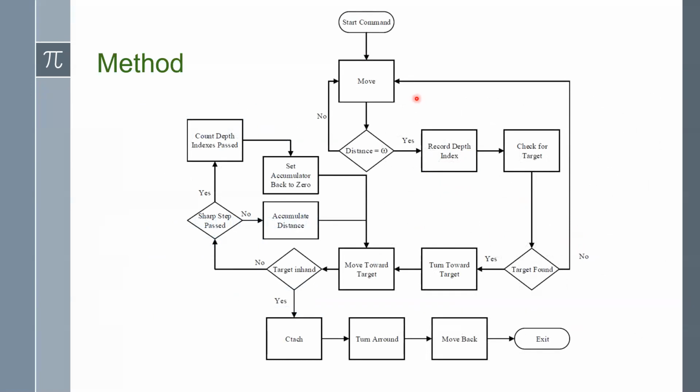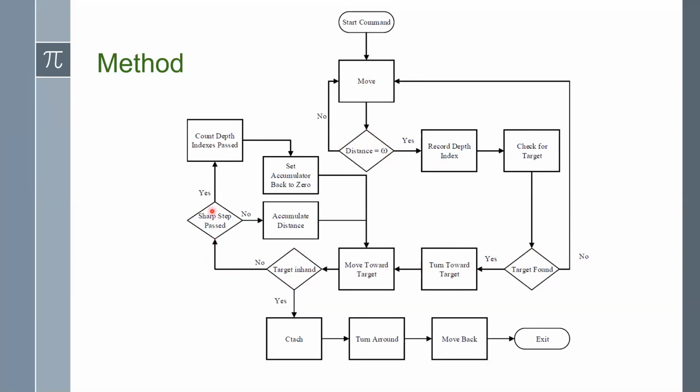This is a simple flow chart of the entire localization. So it tries to move until the encoder detects the distance that is predefined by the omega value, records the depth index, and checks for targets. If the target is not found, it will move again. Once the target is found, it will turn towards the target and, of course, stack the angle that it turned and start to move towards it.